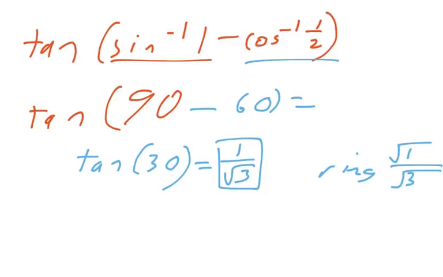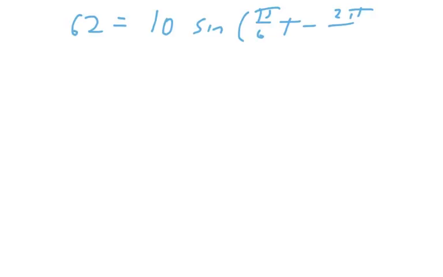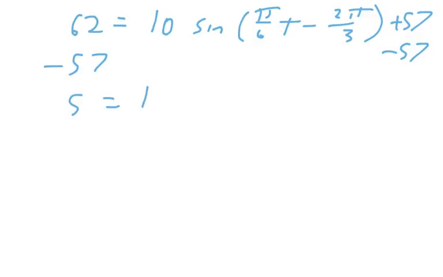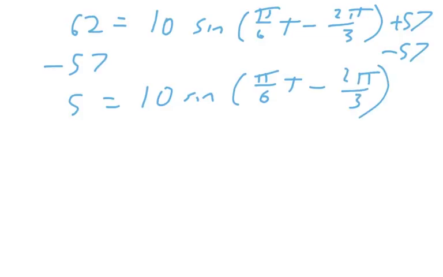For the word problem, we're told the temperature is 62 where we want it, and we want to find out what month it is. 10 sine of pi over 6t minus 2 pi over 3 plus 57. So the first thing I'm going to do is subtract 57. So we got 5 equals 10 sine of pi over 6t minus 2 pi over 3. Divide both sides by 10.